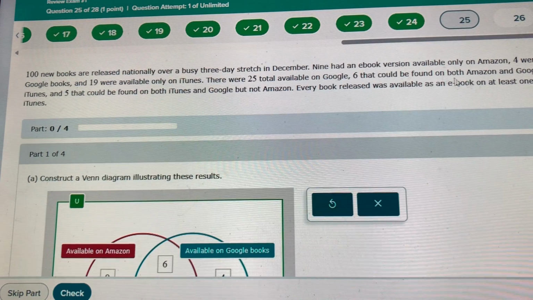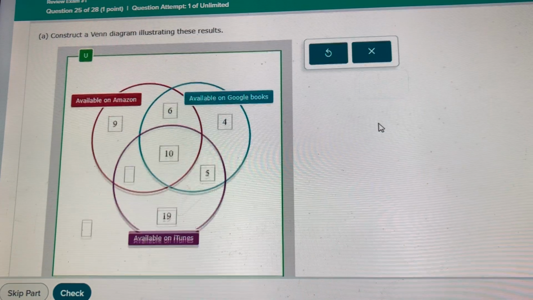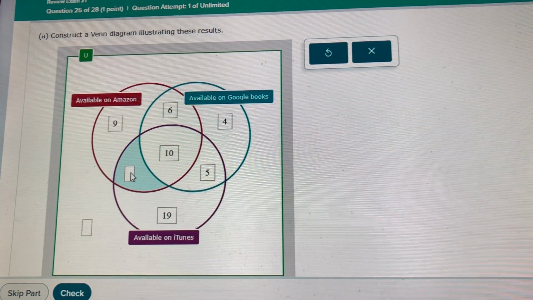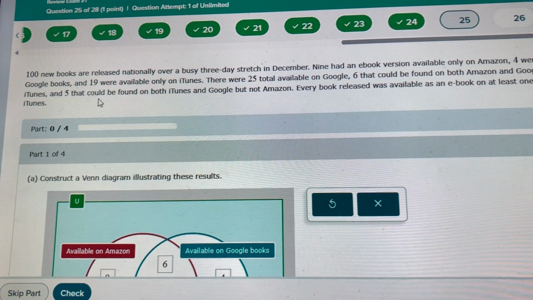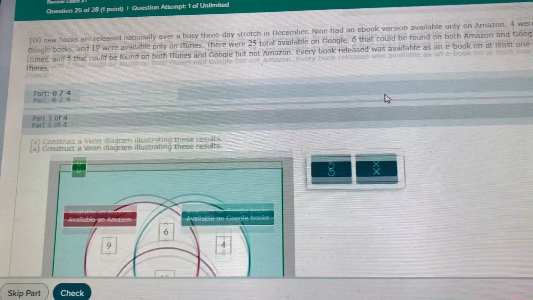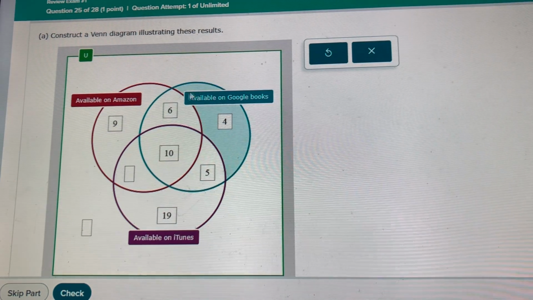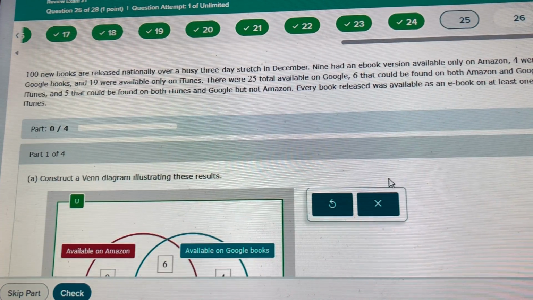9, 4, did I skip any other number? 9, 4, 19, 20, oh, 5, this one here. Oh, I did miss one, okay. I knew we needed one more right here. I don't know how I didn't see that. 5 could be found on iTunes and Google, but not Amazon. So that's this one here. No, wait. Oh, I did use the 5 already. It's the 6 I think I never used. No, we did use that. Oh yeah, the 25 from Google.